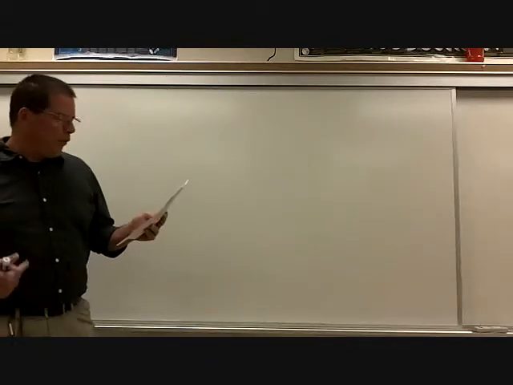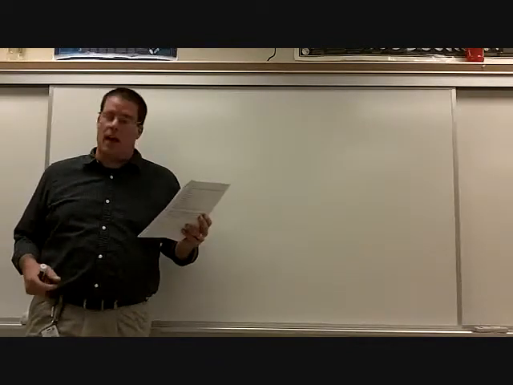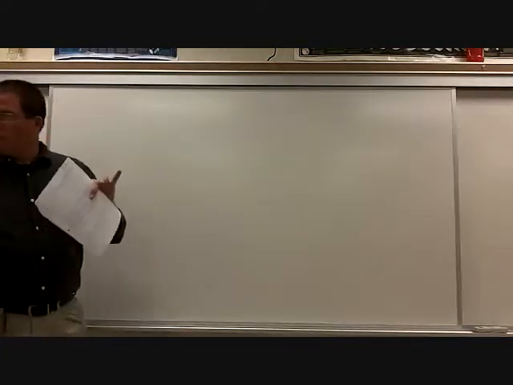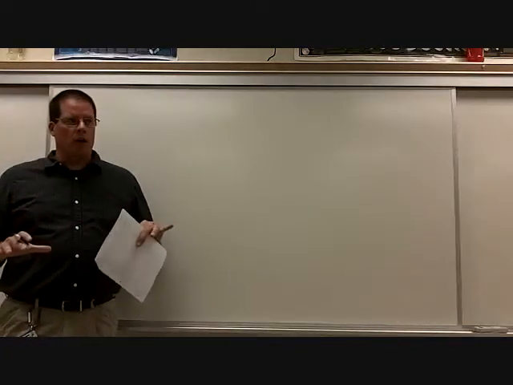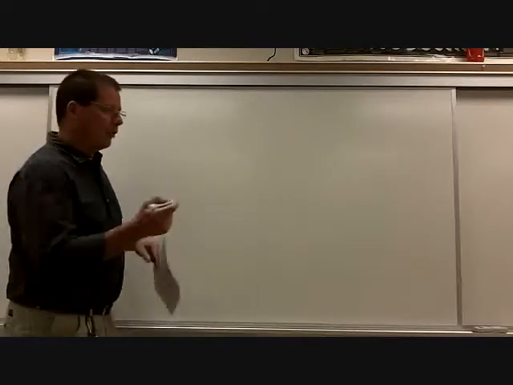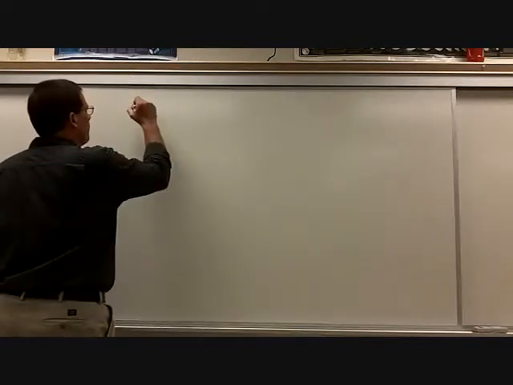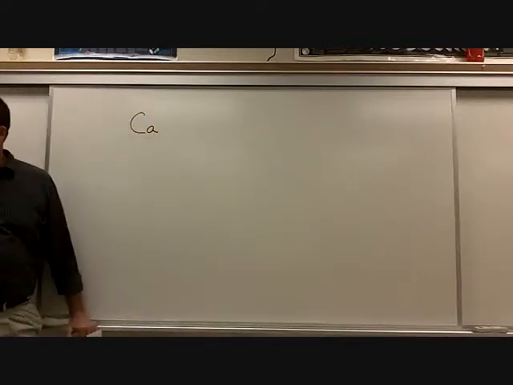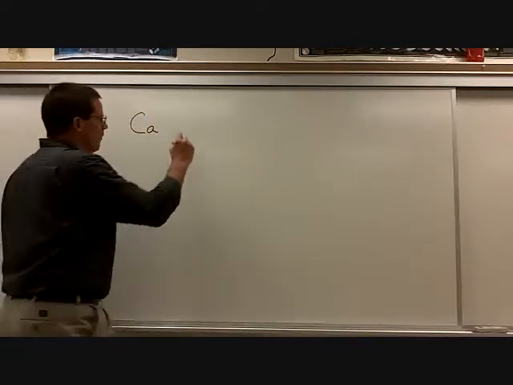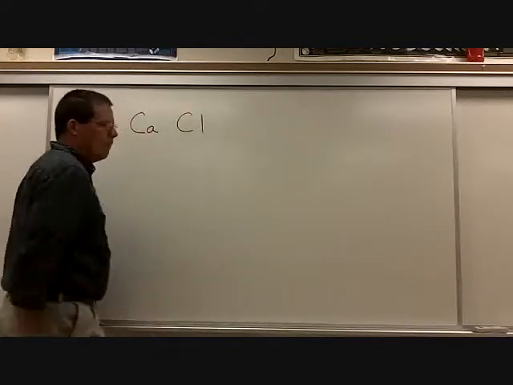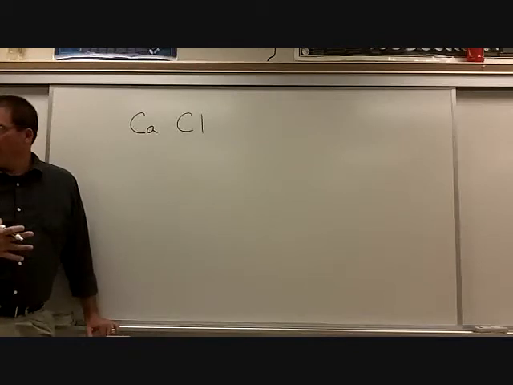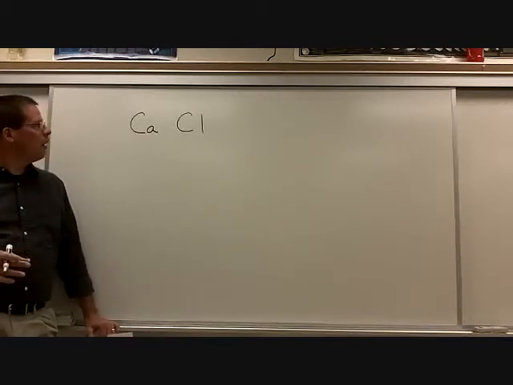It says, predict a formula for a compound that contains calcium and chlorine. All right, so first of all, when you see something like that, calcium and chlorine, who's the metal? Calcium. What's the symbol for calcium? Ca. And chlorine? Cl. Okay, so we'll write it just like that. Now, and this is what I do each and every time, and I would highly recommend you do it as well.